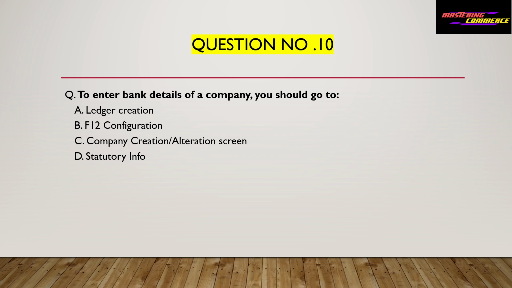Next question is: to enter bank details of a company, you should go to ledger creation, F12 configuration, company creation or alteration screen, statutory info. So here the correct answer is C, company creation alteration screen.